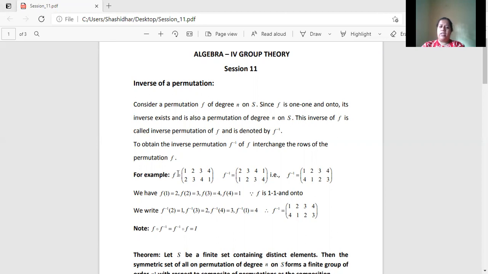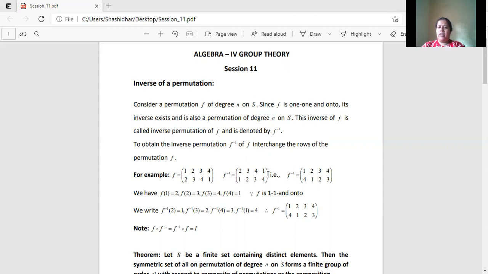Then to find the inverse of this permutation, which we are denoting as f inverse, what we are doing is just interchanging the first and second rows. See here, the second row elements, 2, 3, 4, 1, will become the first row elements, and the first row of the permutation f we are writing as the second row of this inverse. So the rows are interchanged to get the inverse of the permutation f here. Now f inverse contains 2, 3, 4, 1 and their images as 1, 2, 3, 4.